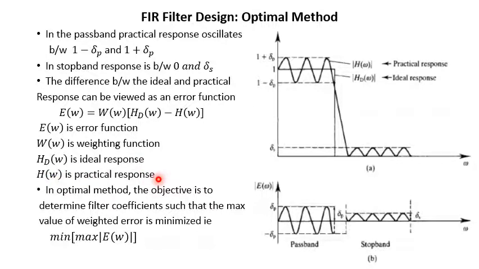So in the optimal method, the objective is to determine the filter coefficients such that the maximum value of the weighted error is minimized. That is, we want to minimize, or we want to obtain the function that is the minimum of the maximum of the absolute value of E of W.